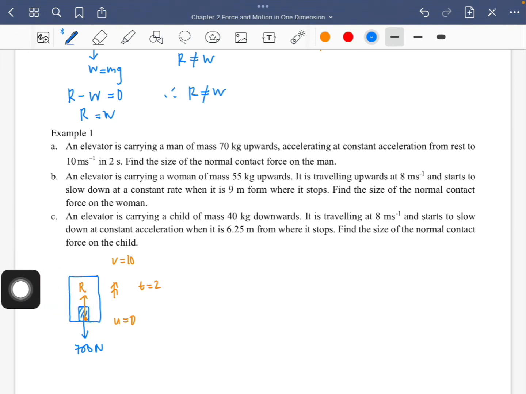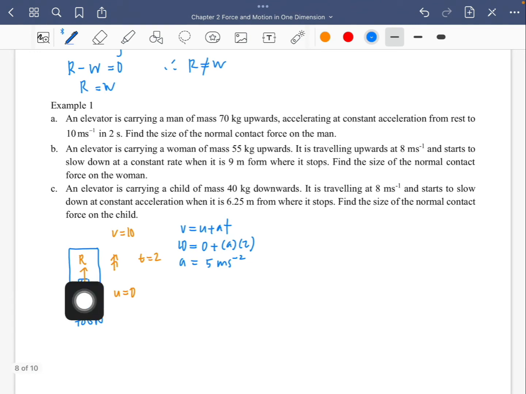So how to find the acceleration? Again, we have the initial velocity, the final velocity, and we are given the value of t. So we will use v equals u plus at to find the acceleration. So v is 10, u is 0, plus a, the thing that we want to find, multiplied by 2 seconds. So a is equal to 5 meter per second squared.